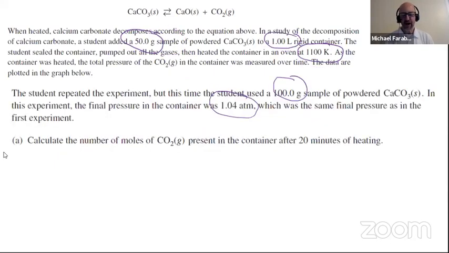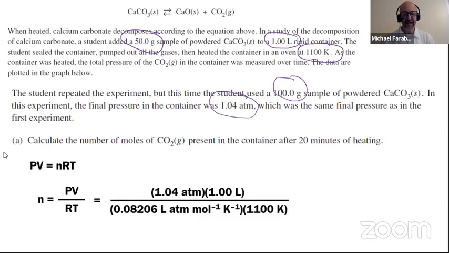So if I've got a pressure and a volume and a temperature, then I'm going to calculate moles by using the ideal gas law. Rearranging this equation, n equals PV over RT. On the equations and constants sheet, you can find the value of R, the ideal gas constant, which if we use atmospheres would be 0.08206. They gave us a pressure of 1.04 atmospheres in this problem. We have a 1-liter container and 1100 Kelvin. So we're all set up to calculate the number of moles of CO2 in the container.